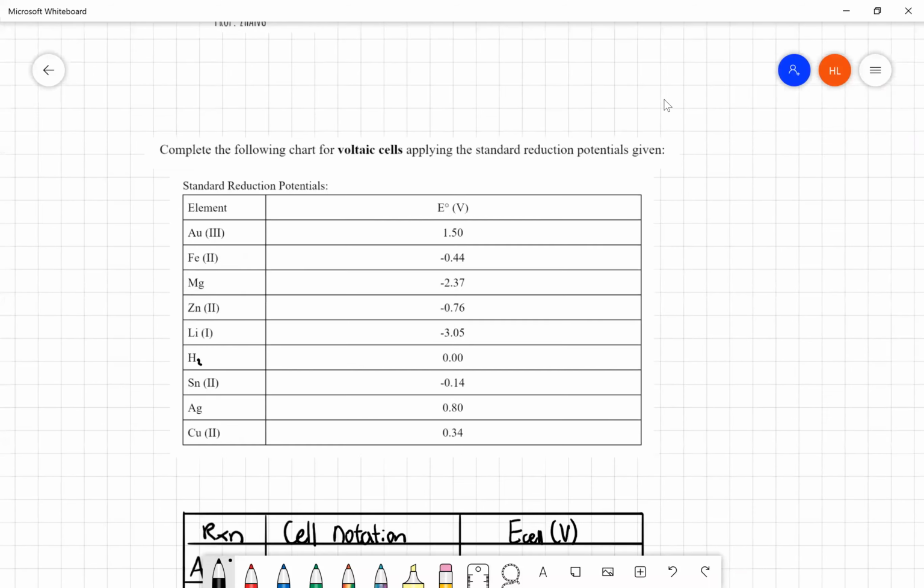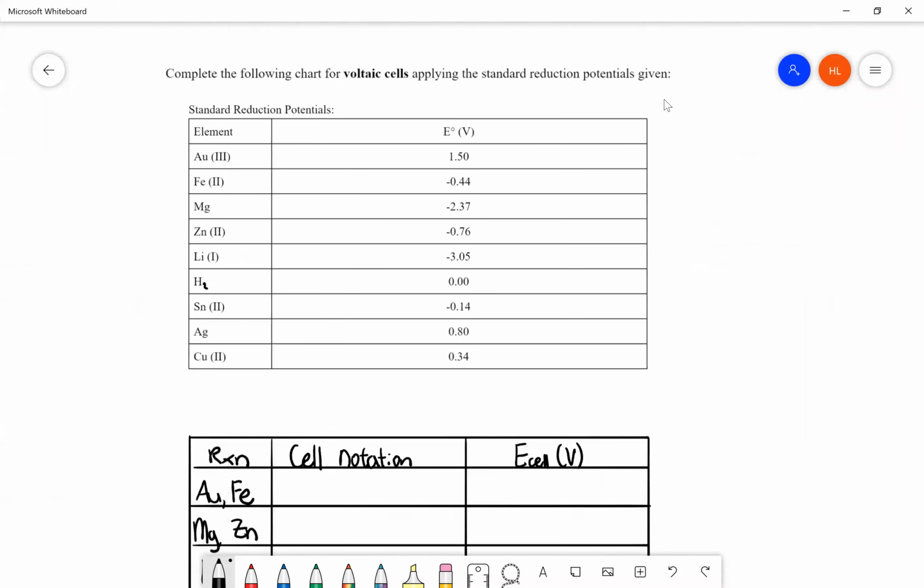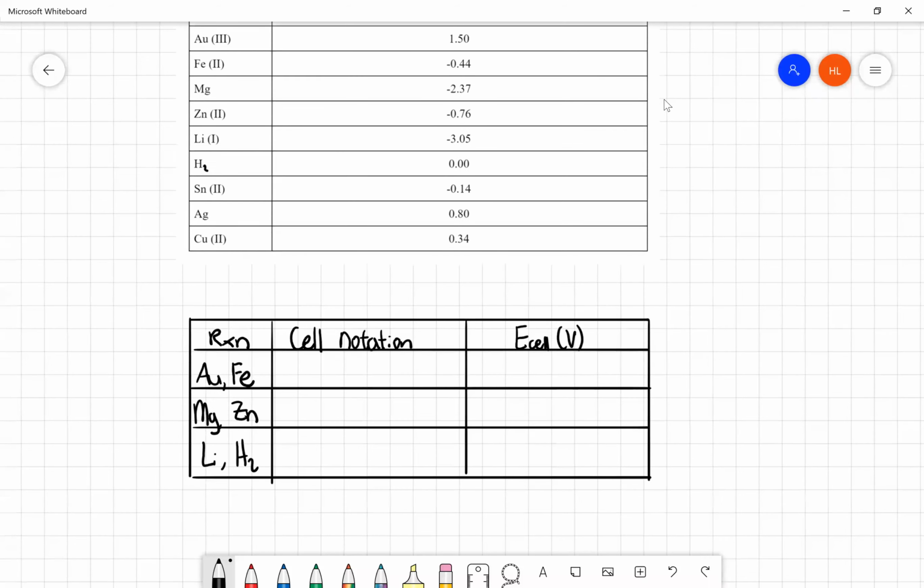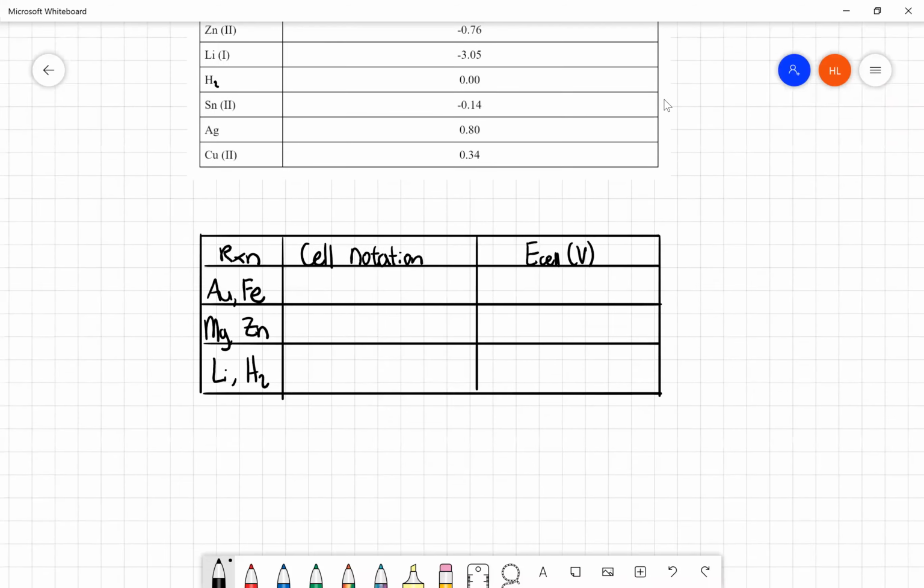For our practice problem, complete the following Voltaic cells applying the standard reduction potentials given. Our top chart is standard reduction potentials and our bottom chart is what we're trying to fill out today. We're looking for the cell notation and the E of cell of these reactions.